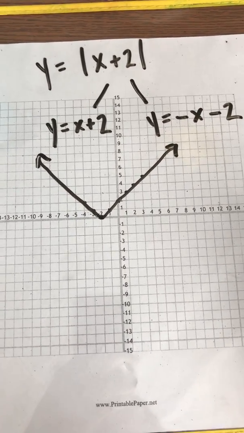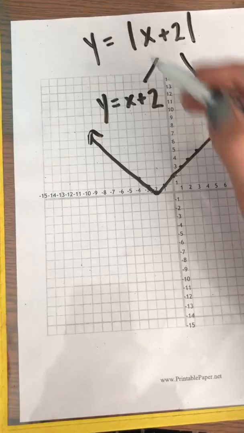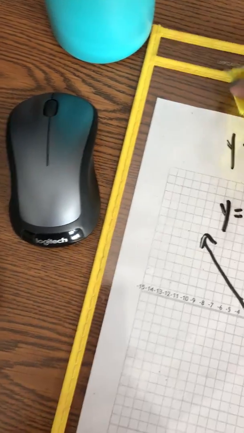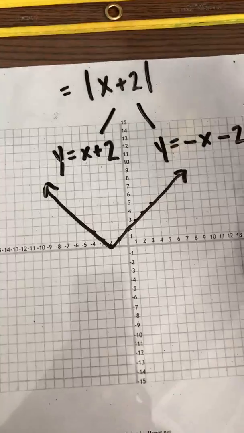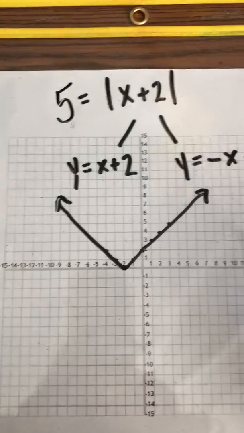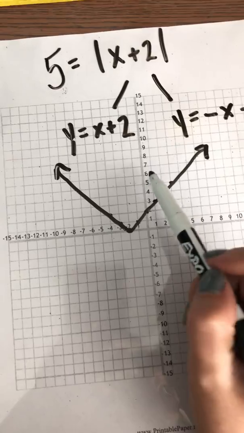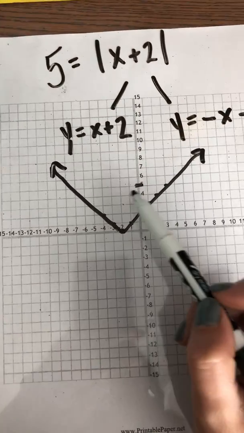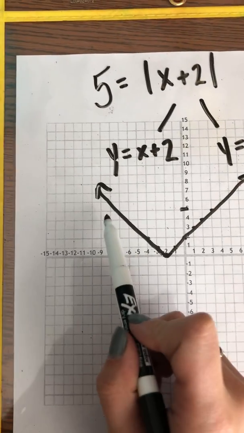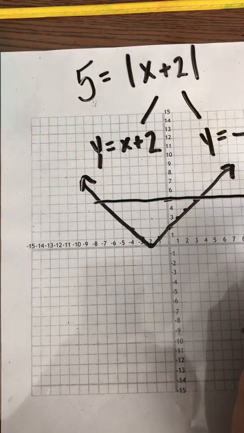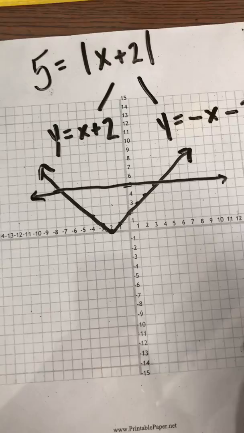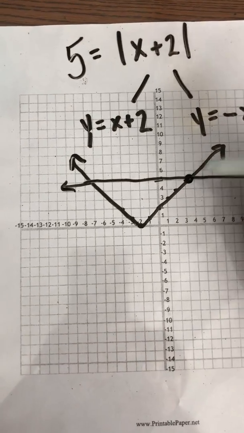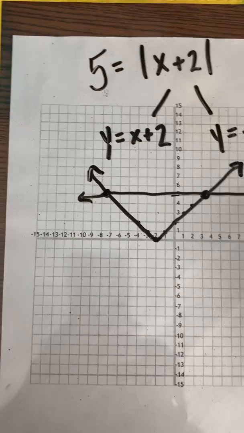Now, what we started doing in class this week is replacing the y with an actual number. So if I want you to figure out when the absolute value of x plus 2 equals 5, what I need you to understand is that means we're wondering where the graph of the absolute value of x plus 2, the V, is equal to 5. We would draw a horizontal line at 5, and where the V intersects the horizontal line, those are our solutions.